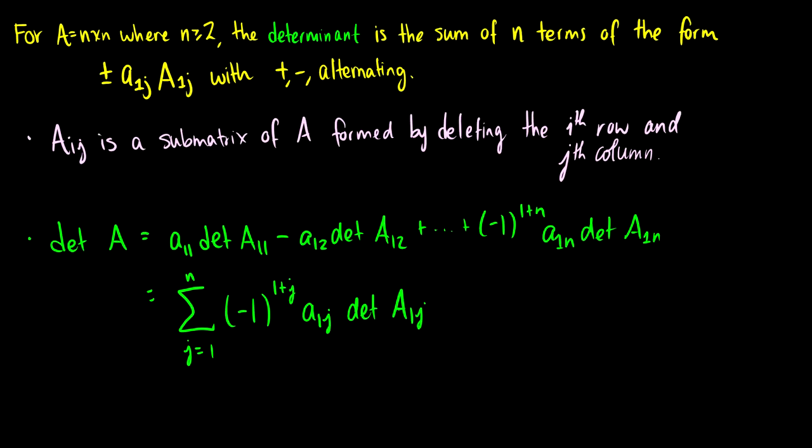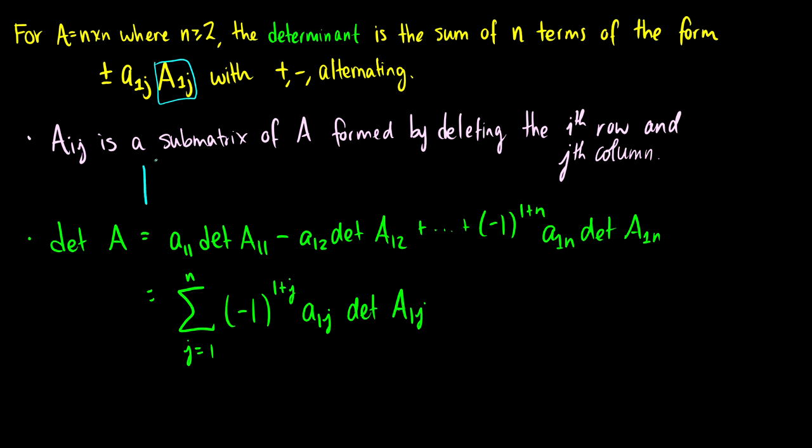Okay, so let's go bigger. Let's take A to be n by n, where n is greater than or equal to 2. Then the determinant is the sum of n terms of the form plus or minus a1j times capital A1j, and these pluses and minuses are going to alternate. First, let's talk about what this A1j is. Aij is the submatrix formed by deleting the ith row and the jth column.